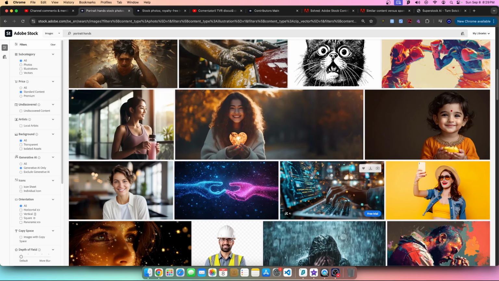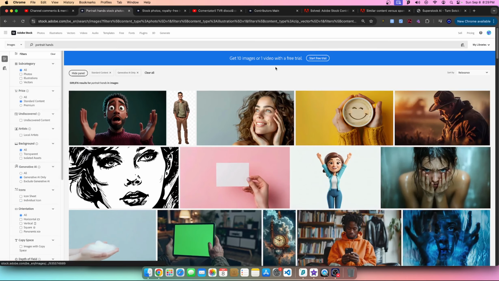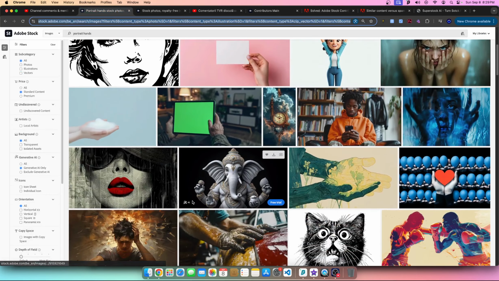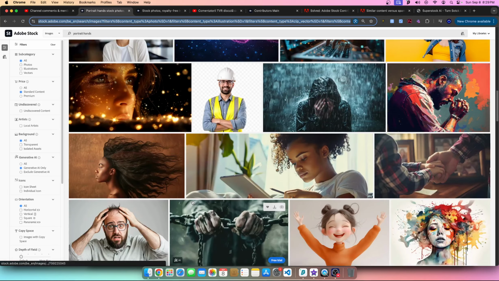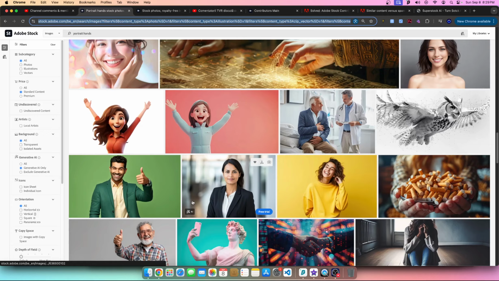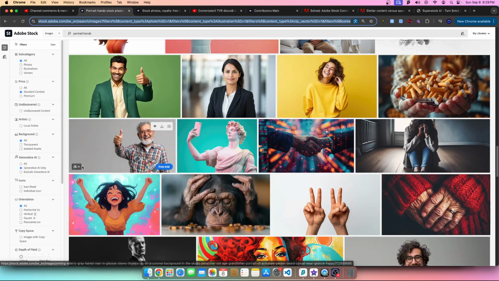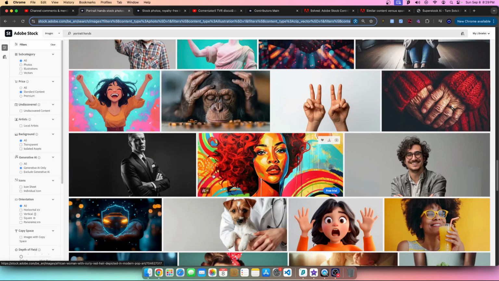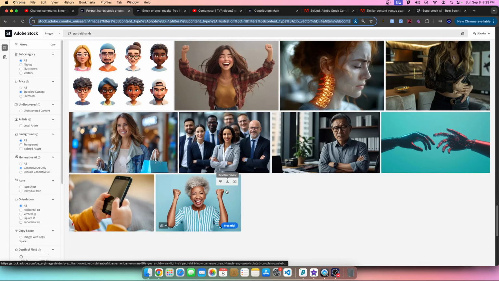So here I have pictures that I searched for that typically tend to have a lot of errors in them. I searched here for portrait hands. If you have any kind of experience with AI, you know that there are a lot of issues with images of hands, right? AI-type images of different hands. They do have a lot of errors, a lot of issues.